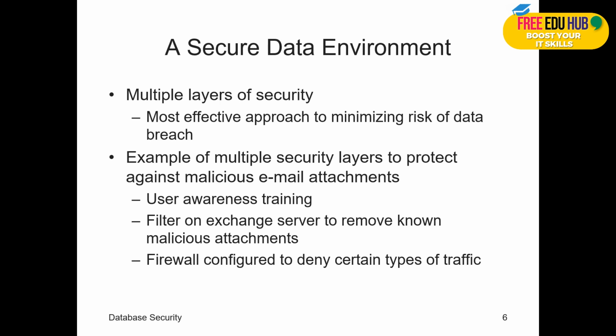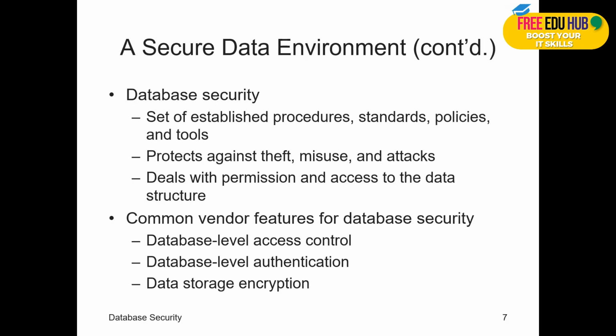Now, as far as the statistics are concerned, about 90% of the emails that we filter on our spam filters is spam. 90% of the emails. So the emails that you are getting are after they have been filtered. Still, some emails manage to go through the messaging gateway, but there are protocols with the help of which we can still block them. Now, set established procedures, standards, policies, and tools to protect against theft, misuse, and attacks, and deal with permissions and access to the data structures.